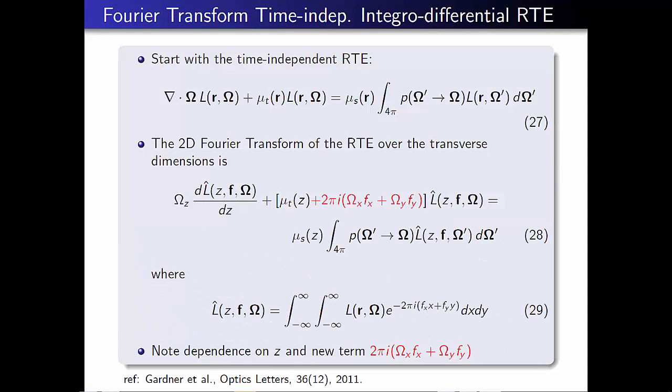Just to see how we do this, we start with the time-independent RTE. We do a 2D Fourier transform over the transverse directions, x and y, and it ends up being this equation. Now we put a little hat on the L because it's been Fourier transformed. We have this function that I highlight in red because it's important. Also notice that there's only dependence in z now, so we have omega z, everything z, not r. And L hat is given by this equation here.